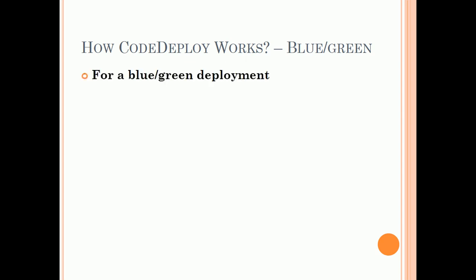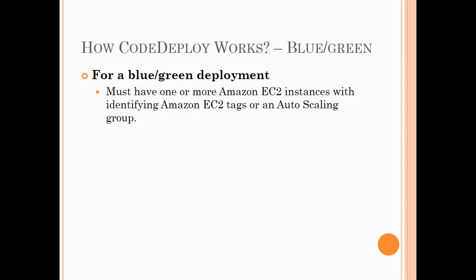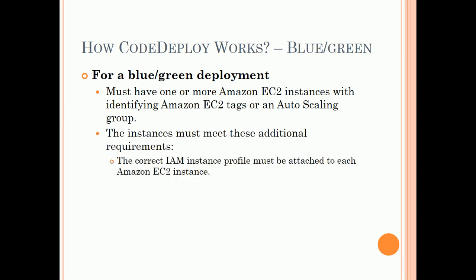For blue-green deployment, we must have one or more Amazon EC2 instances with identifying Amazon EC2 tags or an Auto Scaling group. And there are some prerequisites also for these EC2 instances. These instances should have the correct IAM instance profile attached to them. And also the AWS Code Deploy agent must be installed and running on each instance. After that only we can implement blue-green deployment for Code Deploy.